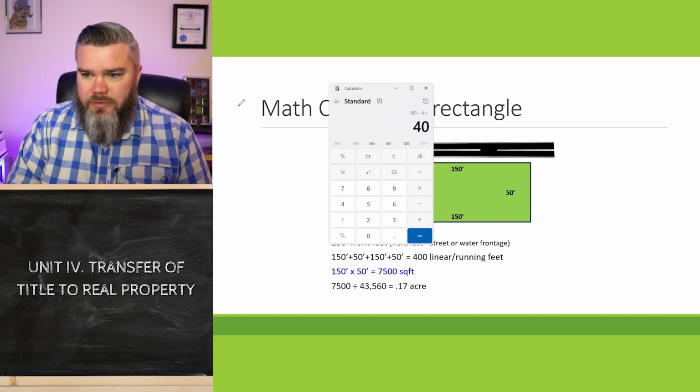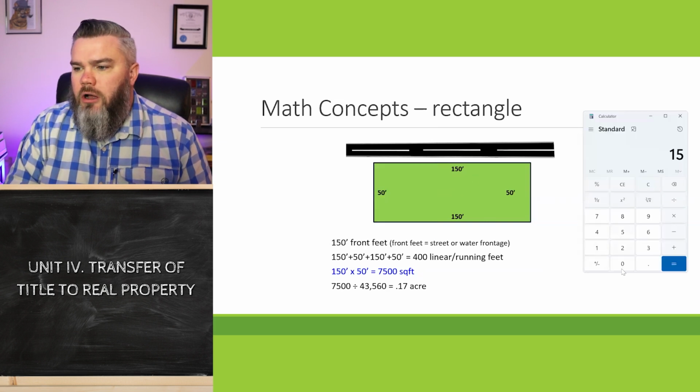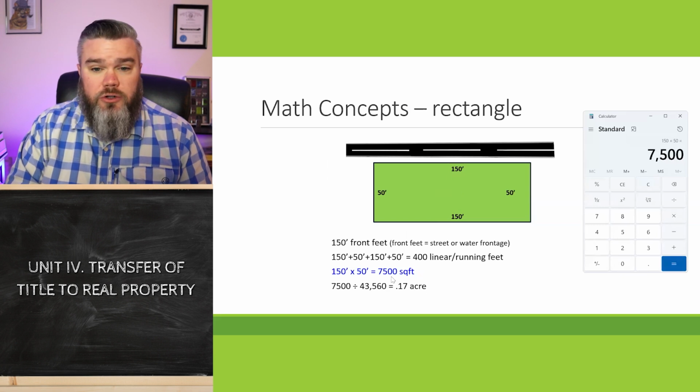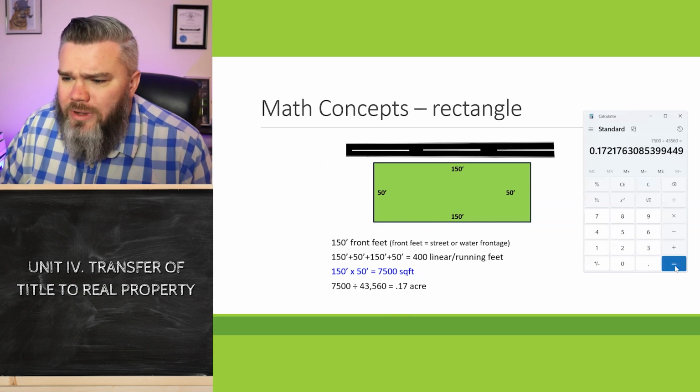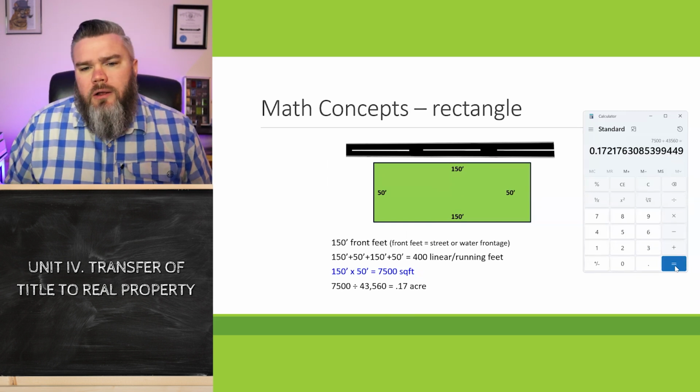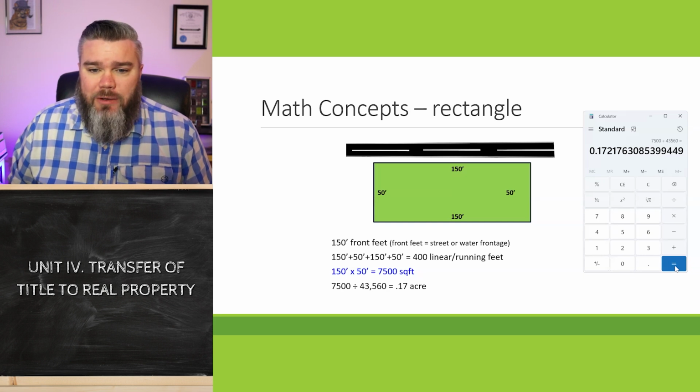So in this instance, if I say, what's the area of this parcel of land? 150 times 50 gives us our 7,500 square feet. And then we took it a step further and we said, well, how many acres is that? That's where you divide by our magic number, 43,560, or 0.17 acres.